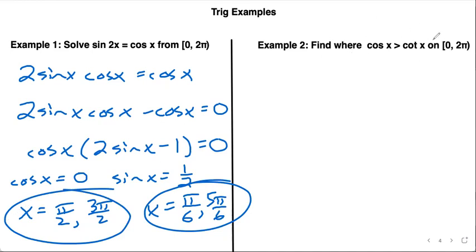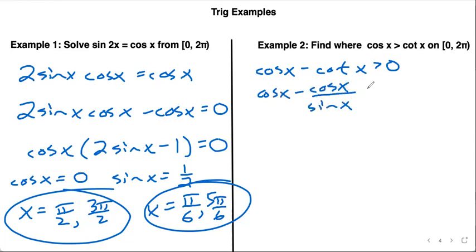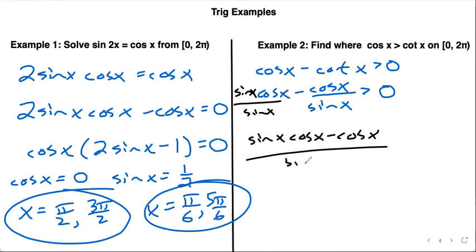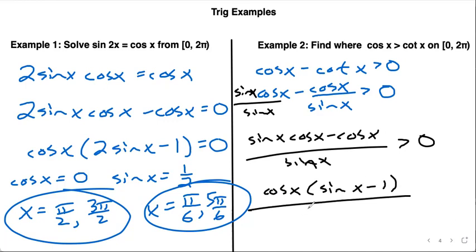If you're asked to find where cosine is greater than cotangent, well, first of all, get everything to one side. You can subtract over cotangent. Cotangent is cosine over sine. That's a quotient identity. We need a common denominator, so you multiply by sine over sine. So now I've got sine x cosine x minus cosine x, all over sine of x is greater than 0. Factor out a cosine of x. Now you have cosine of x times sine of x minus 1 over sine of x is greater than 0.